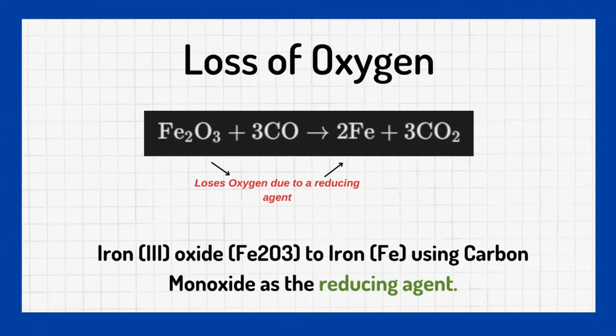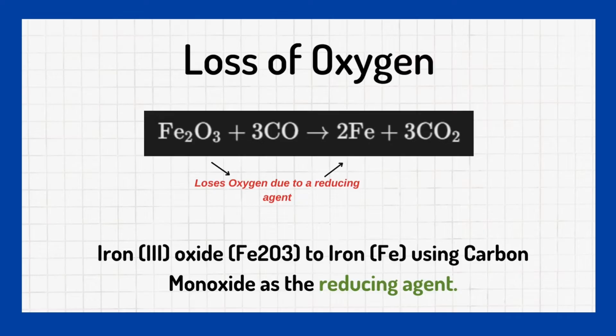And lastly, we have the loss of oxygen. This type of process requires a reducing agent, and in this example, we have carbon monoxide as our reducing agent. So as you can see in the example, ferric oxide gets its oxygen taken away by the reducing agent through the process of elimination, turning the ferric oxide to iron. See? Wasn't that so easy?